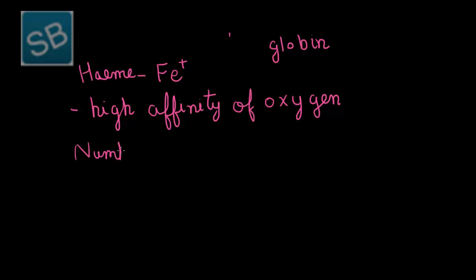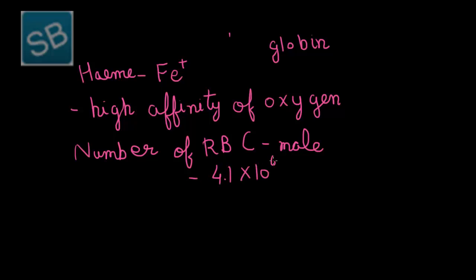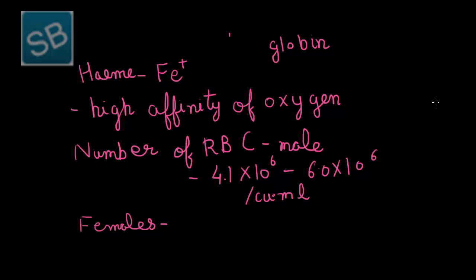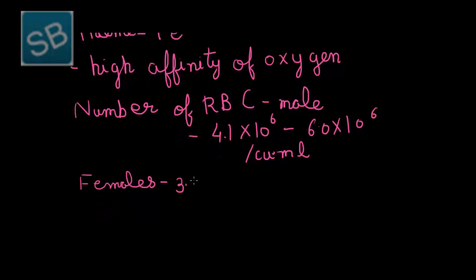Number of RBCs under normal condition in males ranges from 4.1 into 10 raised to 6 to 6 into 10 raised to 6 per cubic milliliter, while that in females ranges from 3.9 into 10 raised to 6 to 5.5 into 10 raised to 6 per cubic milliliter.